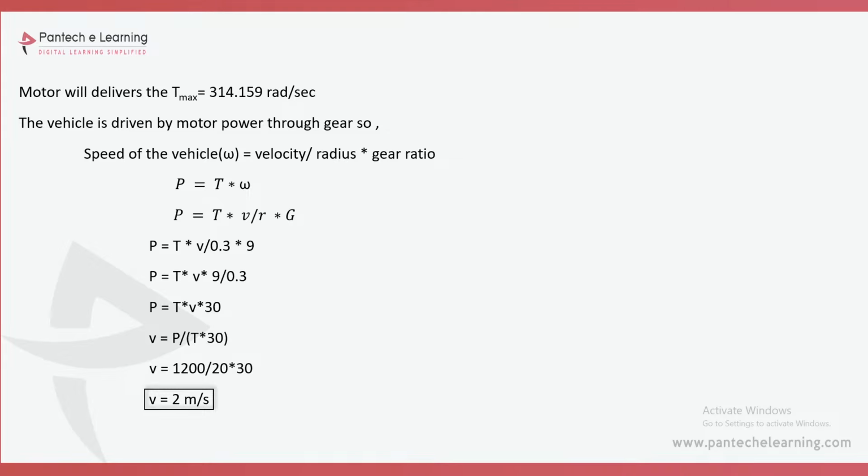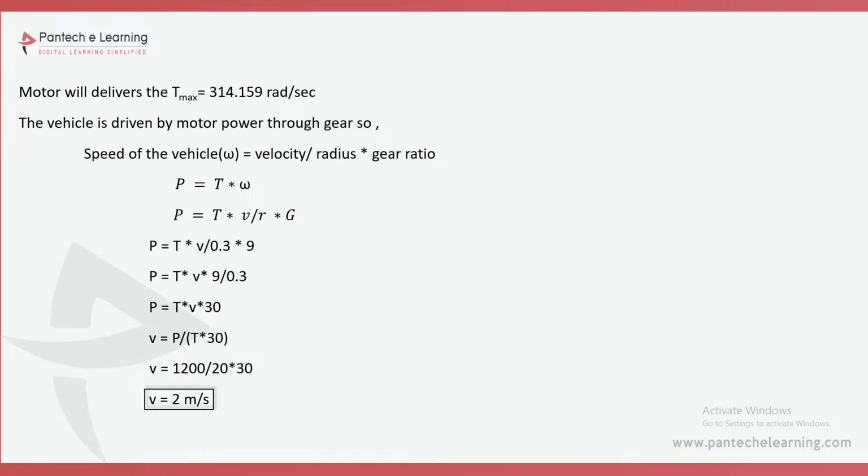As I already told, using a gear means you have one formula: omega equals velocity by radius into gear ratio. So the formula converts to P equals torque into V by R into G. For that we have to substitute. We already know the torque value, 20. We don't know V. The radius of the wheel is 0.3, and the gearbox ratio is 9 is to 1.